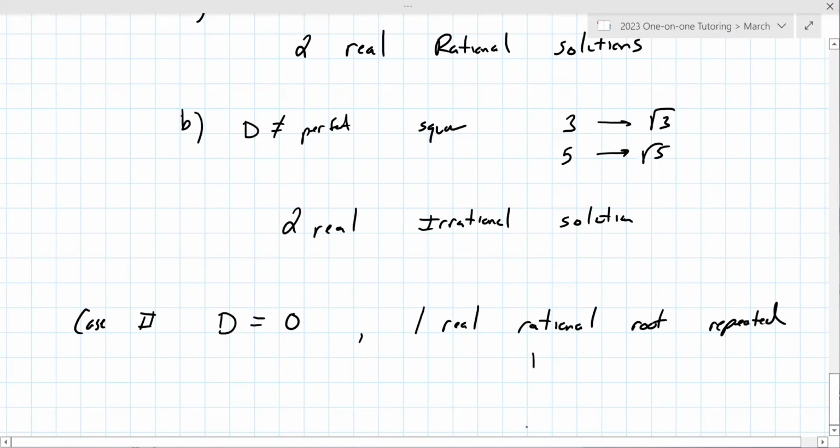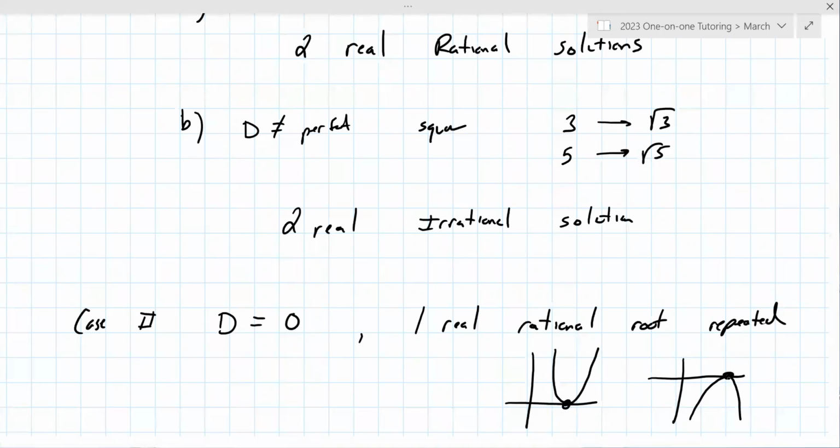Okay, so it's the case here graphically where the quadratic hits the x-axis. It's real, it's rational, meaning it's a fraction or it's a nice number like that.